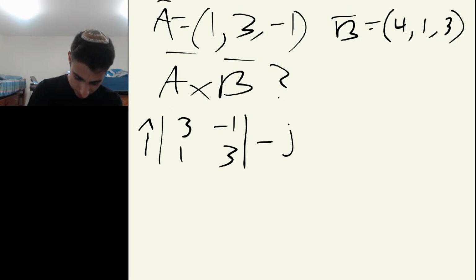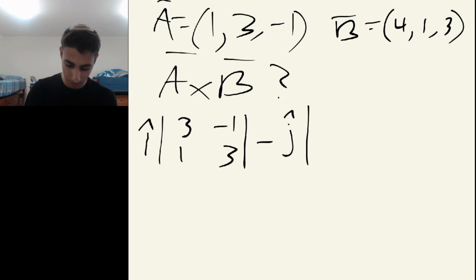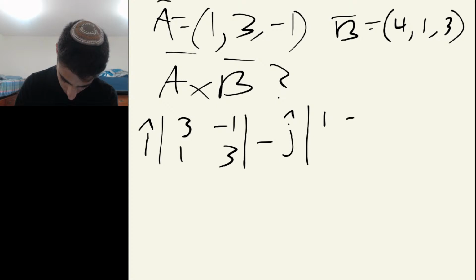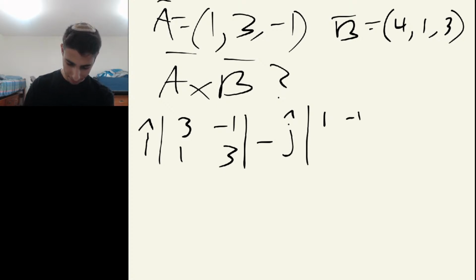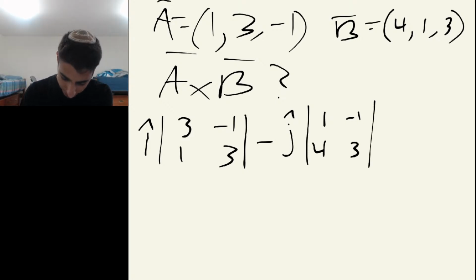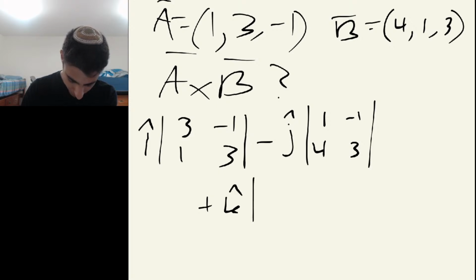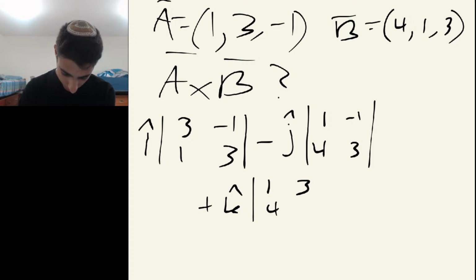Minus j hat times its determinant. What will j hat's determinant be? It's going to be 1, negative 1, and then, I'm sorry, there are no commas in the determinant. That's not how it works. 1 and negative 1. And we'll have 4 and 3, right? And then we'll have k hat, so plus k hat on a new line, and its determinant, which is going to be 1 and 3, and 4 and 1.